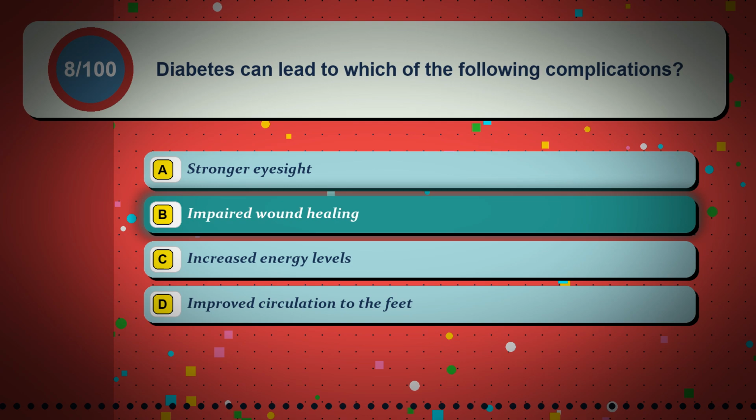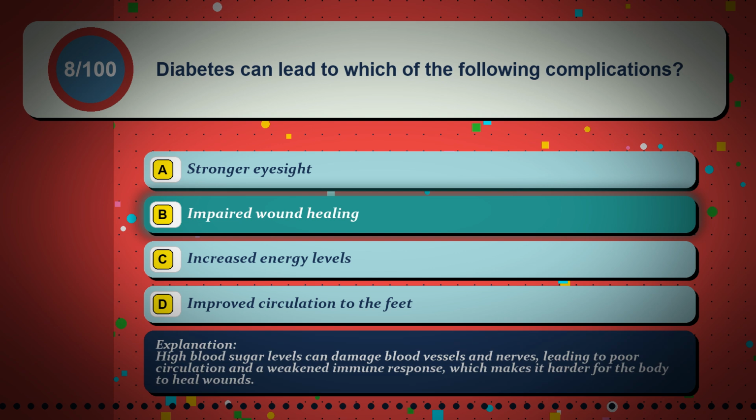The correct answer is option B. Impaired wound healing. High blood sugar levels can damage blood vessels and nerves, leading to poor circulation and a weakened immune response, which makes it harder for the body to heal wounds.